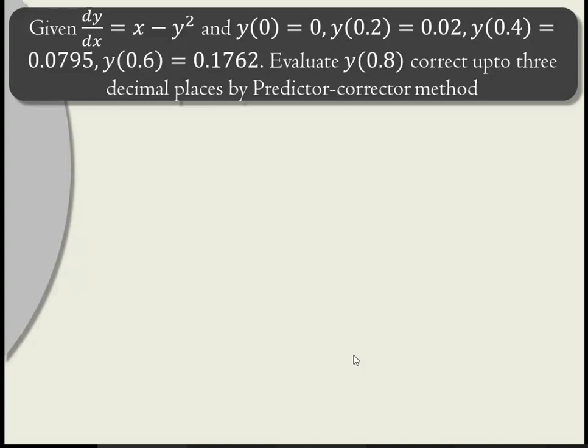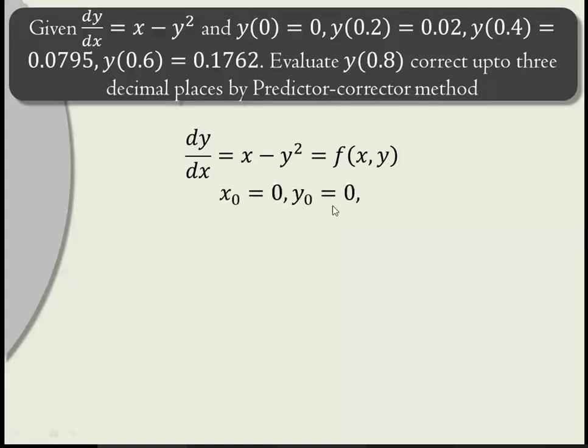So again, you write down the given term as f of x, y: dy by dx equal to x minus y square equal to f of x, y. Then the first term is x naught, y naught. y at 0 is 0 means x naught is 0, y naught is 0. Then find f0 making use of that. x naught is 0, y naught is 0, so f0 will be f of x0, y0. So that will be 0 minus 0 square. That is 0.